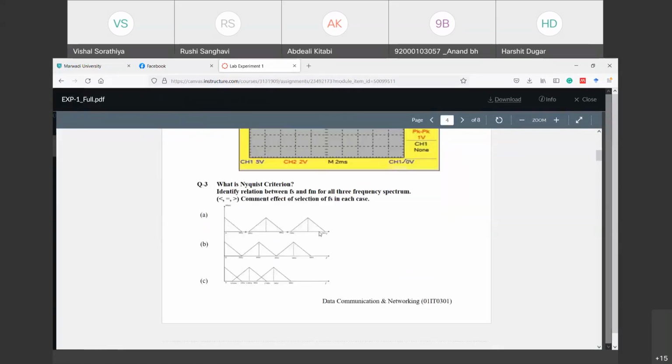By looking at this frequency domain and the amplitude, you need to identify what the sampling frequency is.